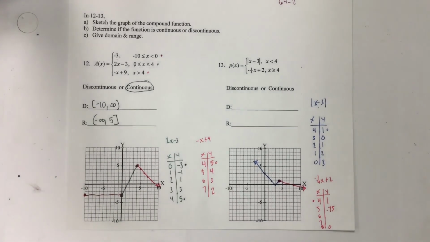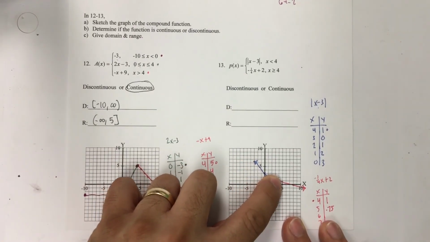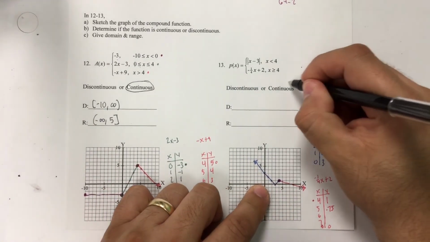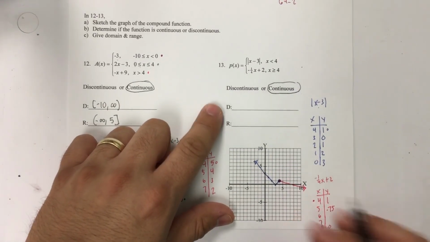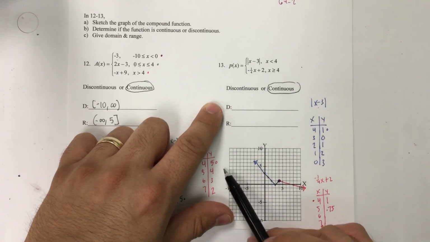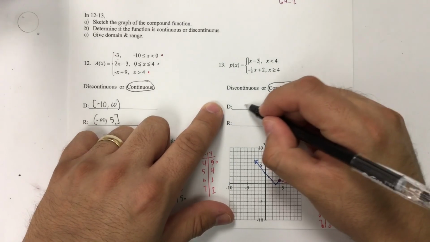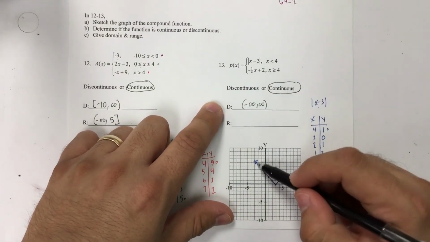All right, so let's talk about the domain and range real quick. Oh, actually, sorry. It is continuous because if you trace it, you do not have to lift your finger to trace the graph. The domain is going to be all real numbers because this goes towards negative infinity, this goes towards positive. And the range, this goes towards negative infinity, this goes towards positive.